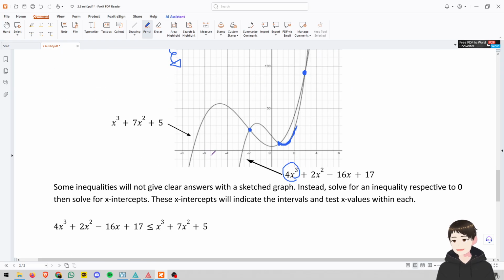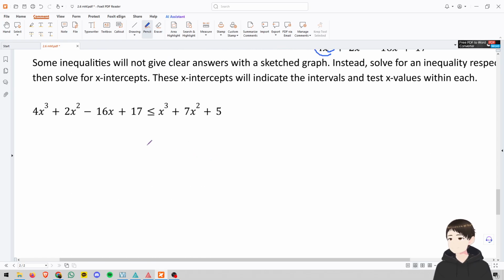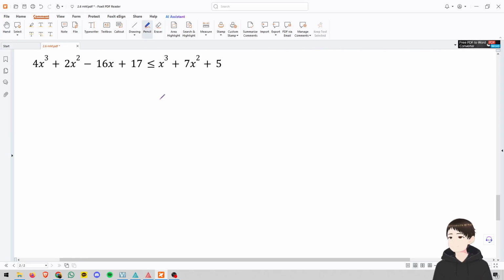Okay, I'm going to get us started. So I'm going to bring everything minus x cubed. This is 3x cubed, minus 7x squared minus 7x squared. This becomes negative 5x squared. No x, so just negative 16x. Minus 5 minus 5. This becomes positive 12. And there's our new equation.